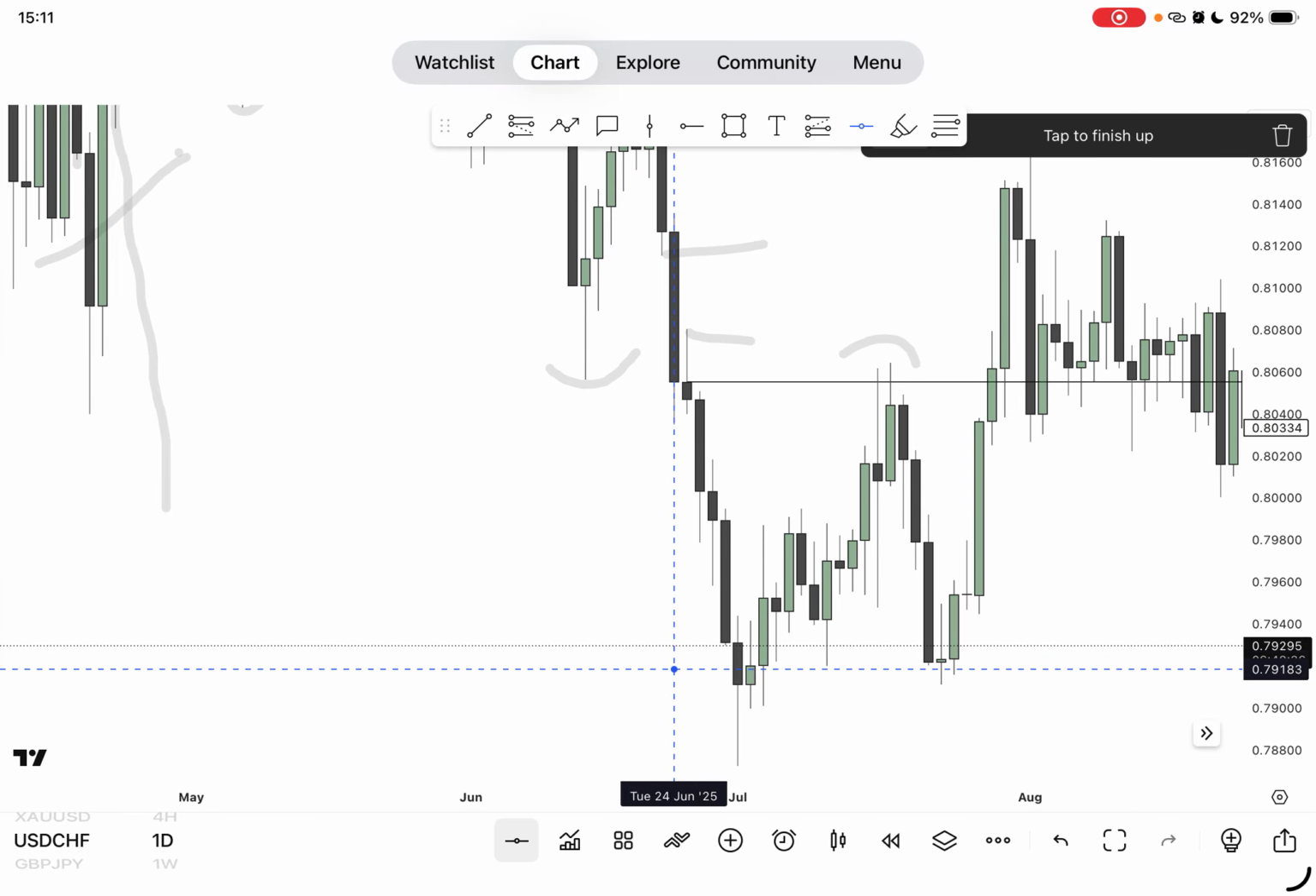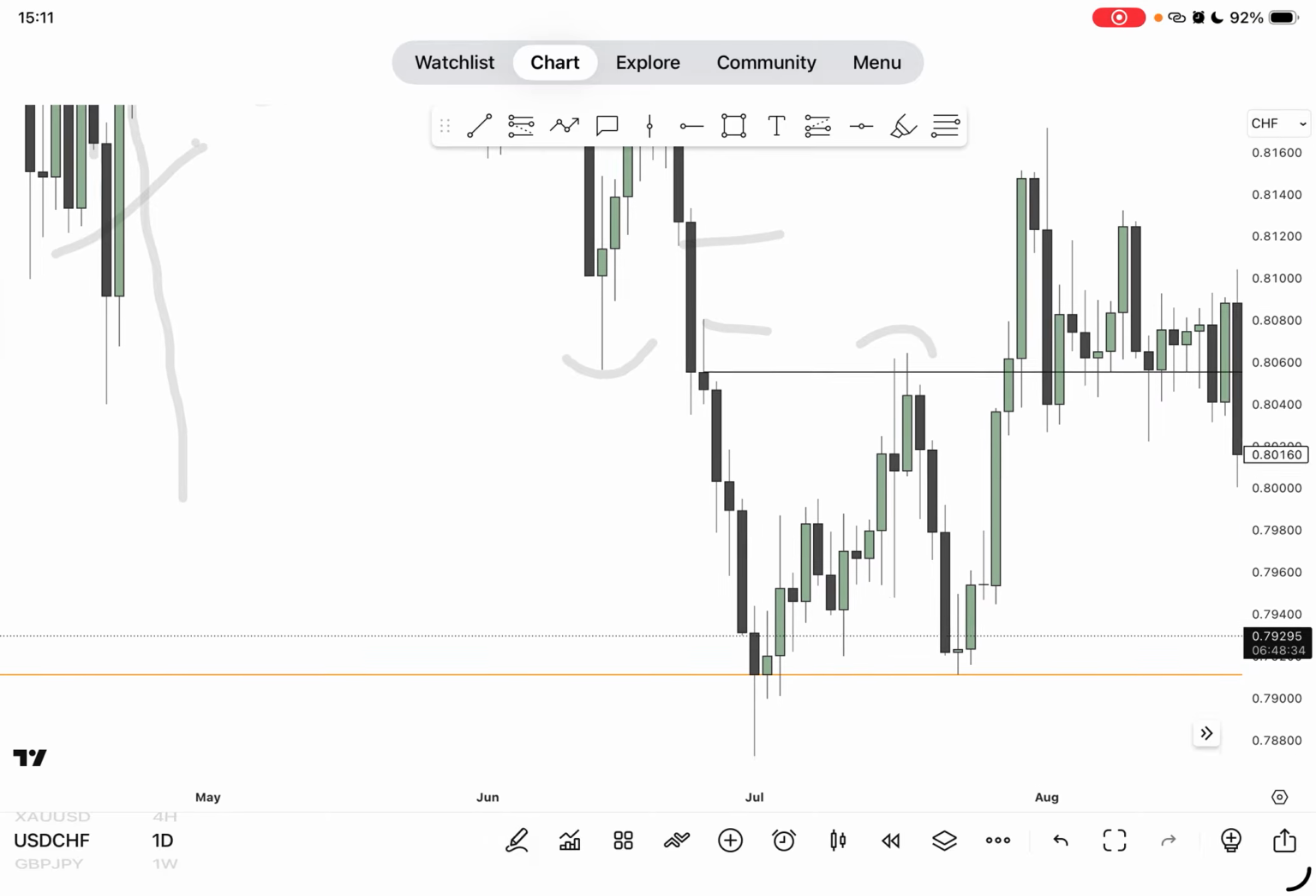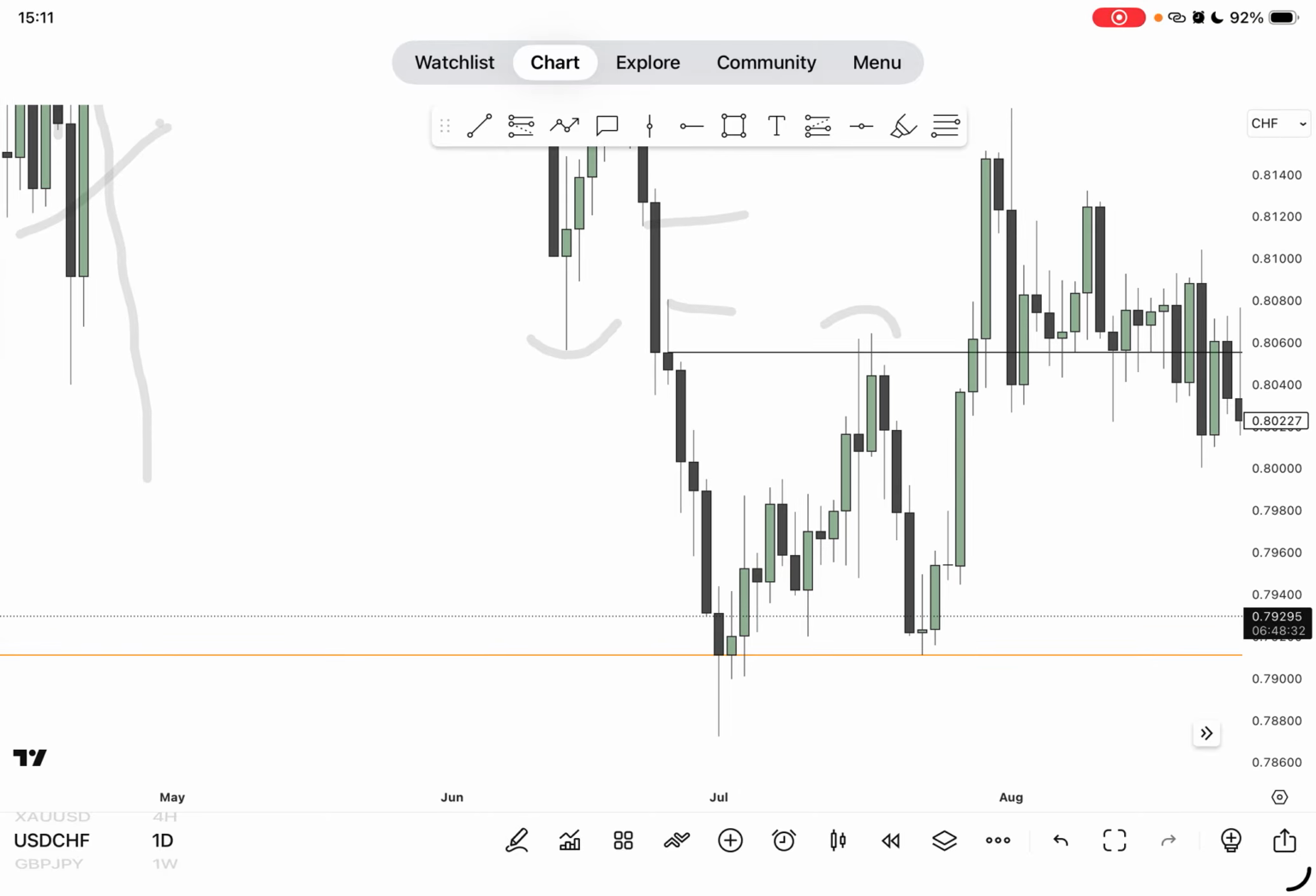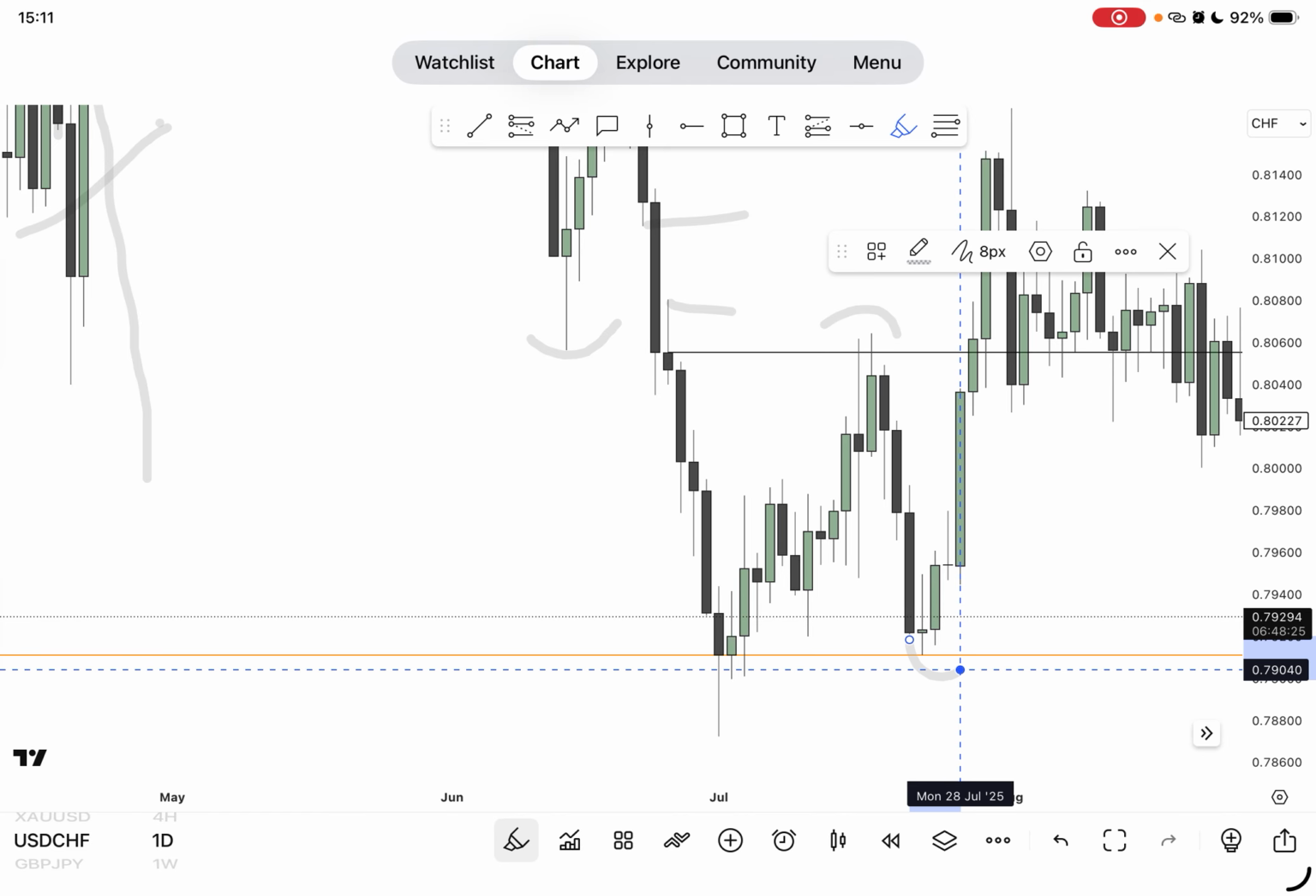Now price came here and it tapped this key level, right? Tapping the key level, what did it create? It created a swing pattern, right? Price created a swing pattern. Do you understand? So price creating a swing pattern, all right?